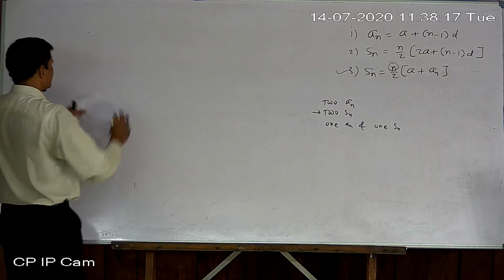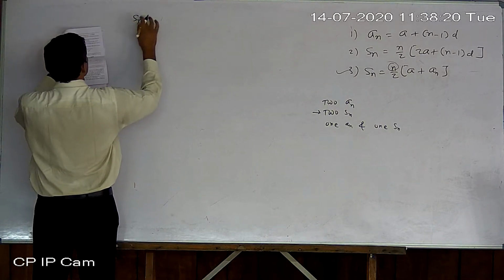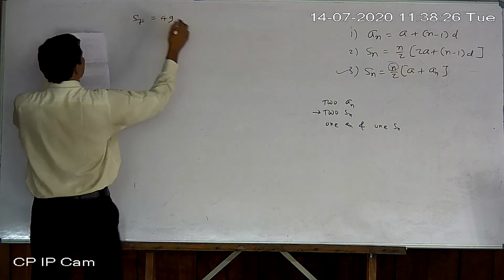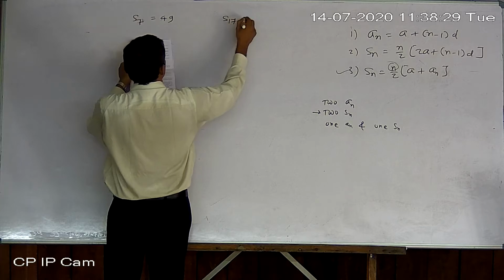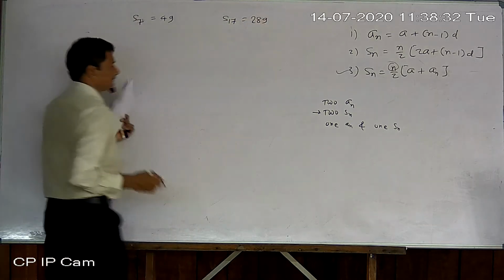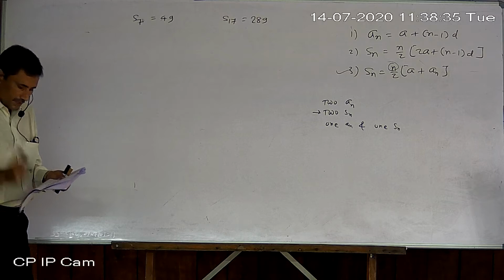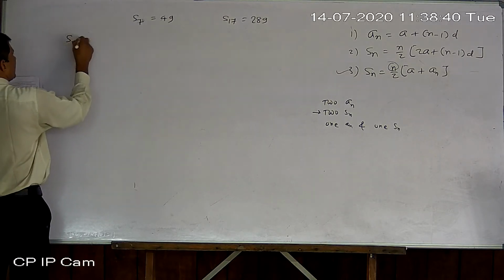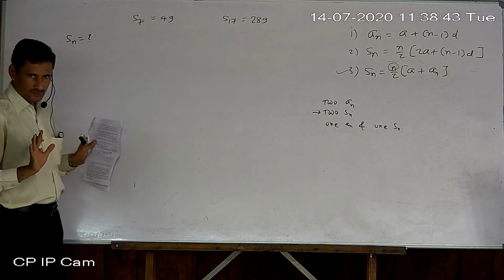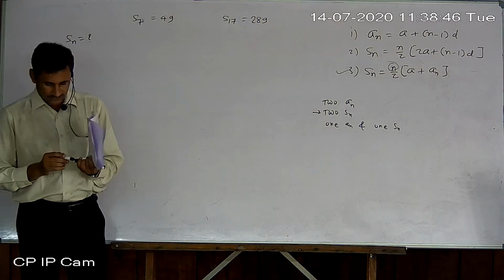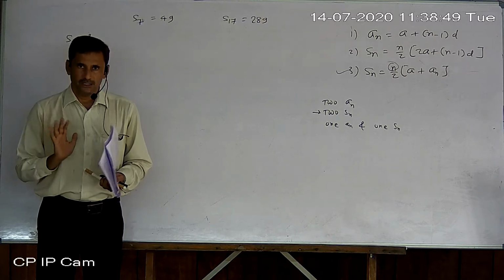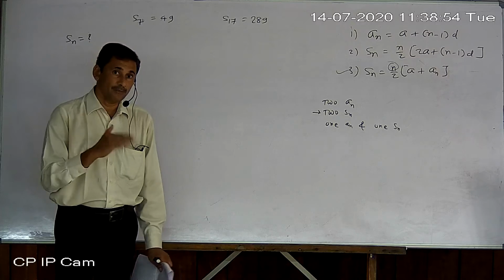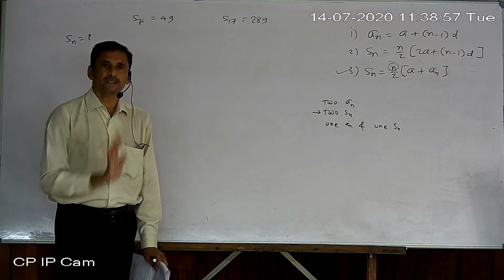If the sum of first 7 terms is 49 and sum of first 17 terms is 289, then find the sum of first n terms. So we have to find sum of first n terms, means unknown. But for finding that one, we have to find a and d. So our purpose is to solve first of all both equations and find a and d. After getting a and d only, we will find whatever asked.